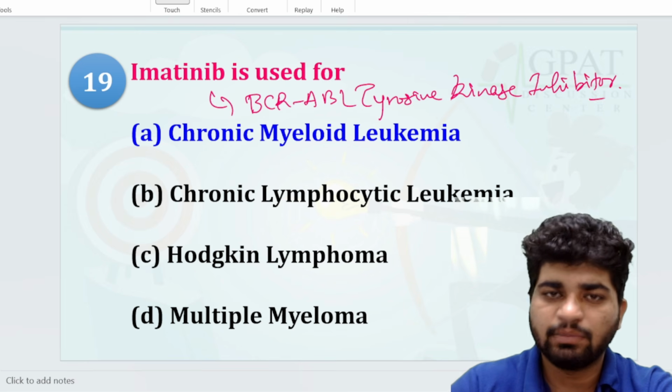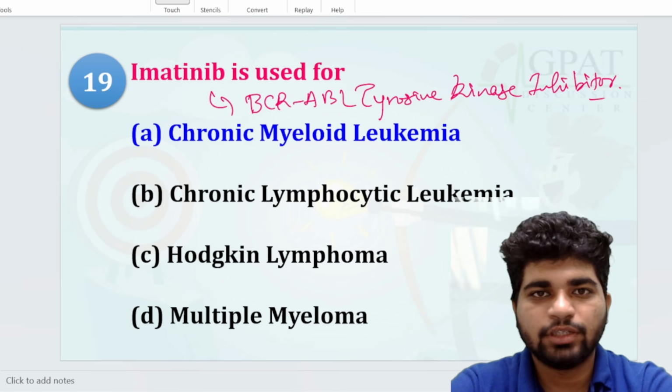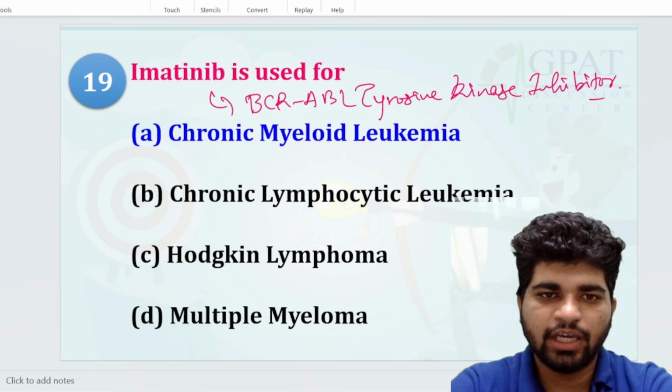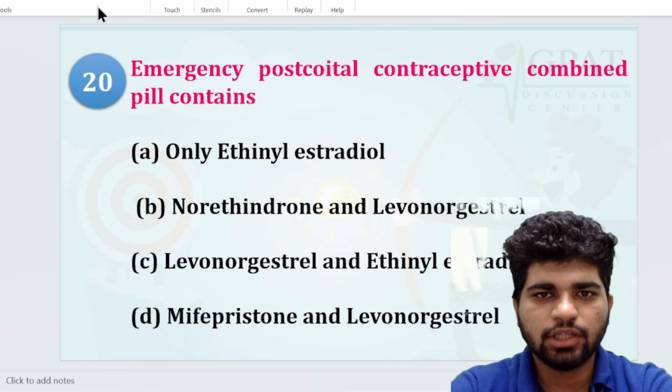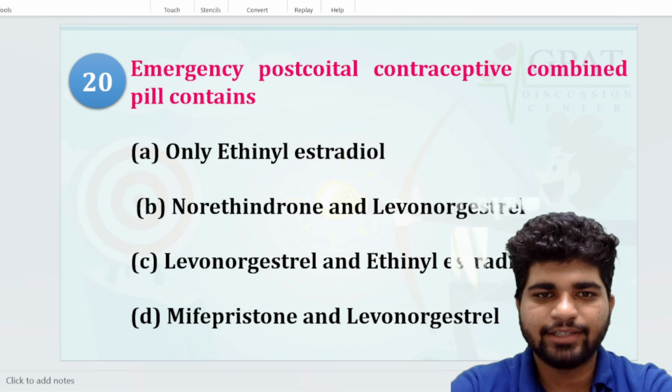Okay, that's what you have to remember, and direct questions from the targeted drugs of the anti-cancer drugs they used to ask. Okay, so this is A going to be your correct answer. Now this one. Emergency post-coital contraceptive combined pill contains what?